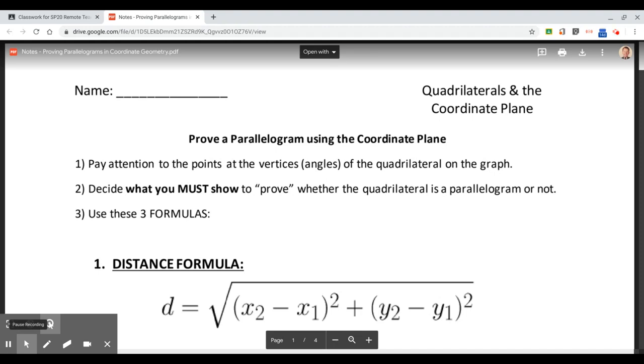This is the third video on the coordinate formulas, using them to prove a quadrilateral is a parallelogram. If you haven't watched the videos on the distance formula or slope, I highly recommend it. It's best if you do these in order.